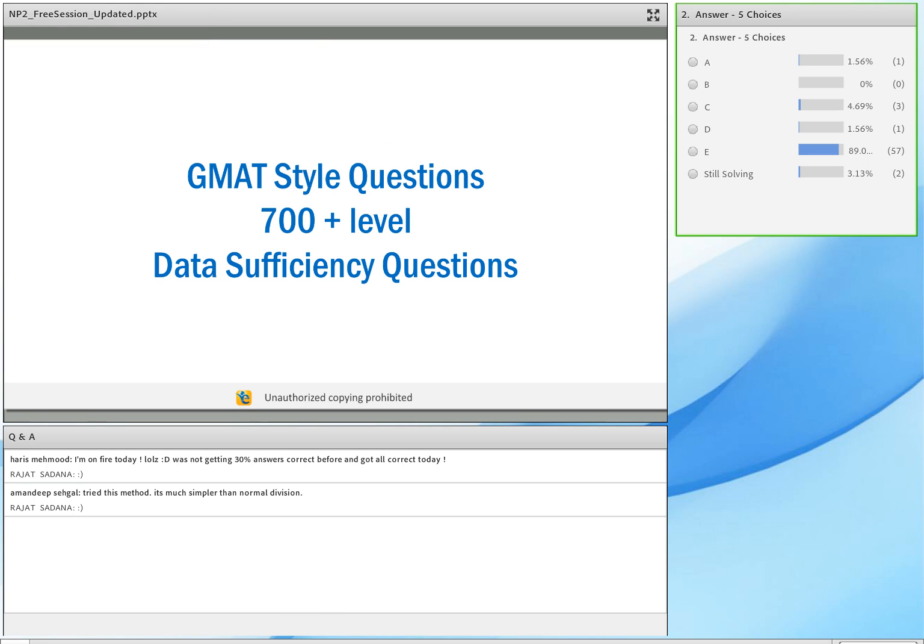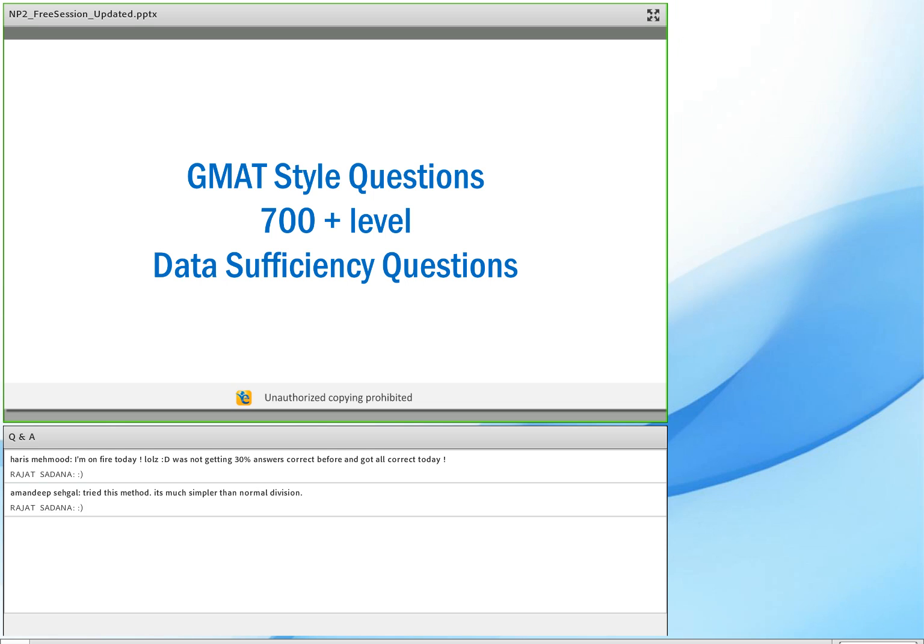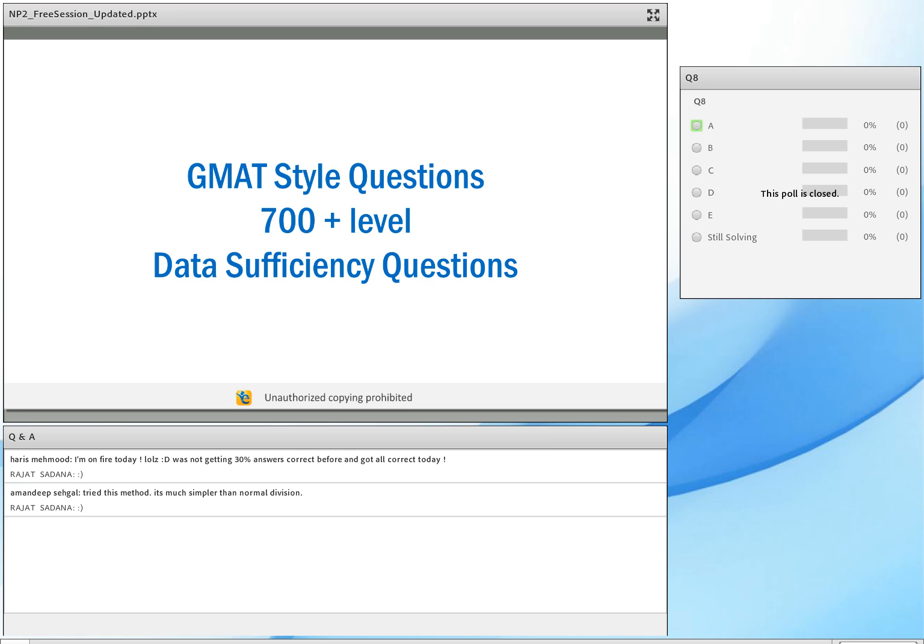Now we're going to go back to the 3 questions that we did, and I'm going to ask you to attempt those questions again. So let's go over here. With this newfound knowledge that we have, let's attempt these questions again. And again, you guys know the drill. It's still solving. I'm going to reopen the poll, select still solving before I show question number 8 again.